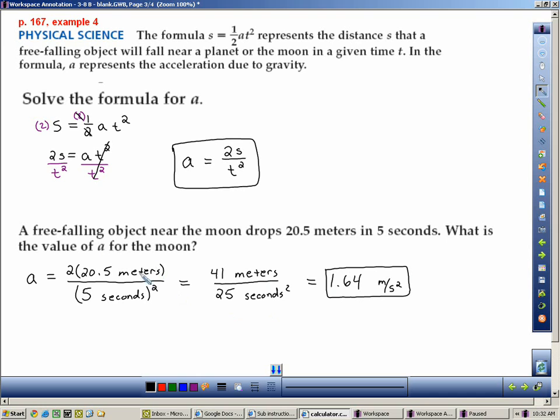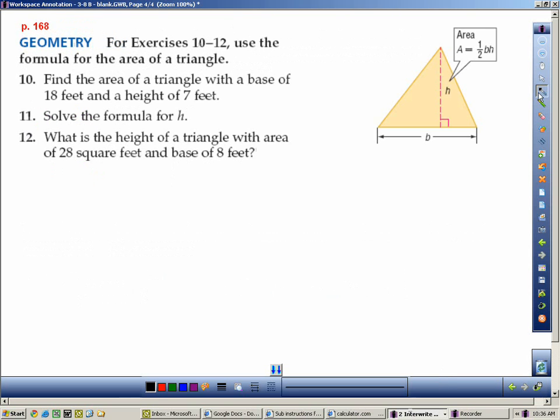I can use dimensional analysis by keeping the units involved in the computation and carrying them to the end. Here's another example of solving using a formula. We're also going to use dimensional analysis here. This is on page 168 in your book. We're told to find the area of this triangle. We're given the formula, the area is 1/2 base times height. And we're told the base is 18 feet and the height is 7 feet.